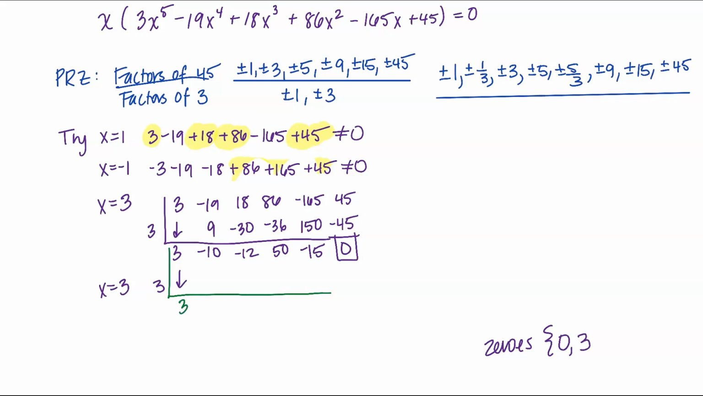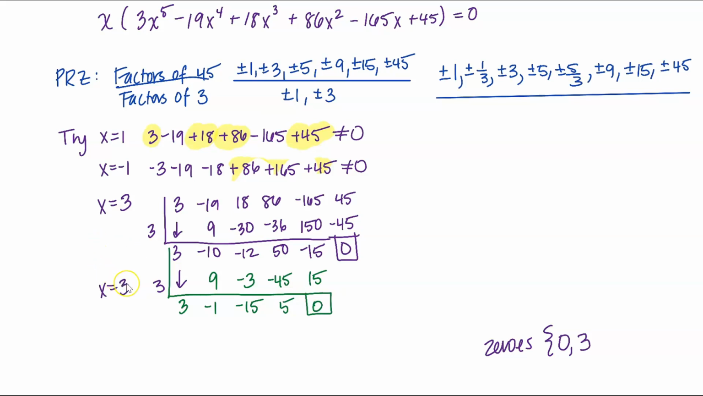And we'll get 3 times 3 is 9. Negative 10 plus 9 is negative 1. 3 times negative 1 is negative 3. If I add down, I get negative 15. 3 times negative 15 is negative 45. If I add down, I get 5. And 3 times 5 is 15. Negative 15 and 15 is 0. So I do get 0 as the remainder.